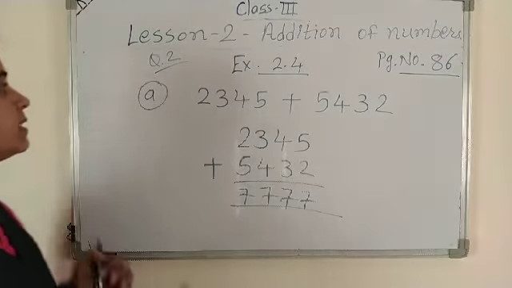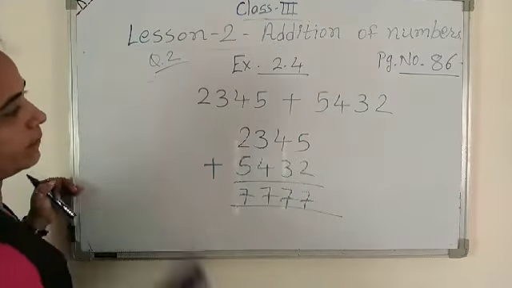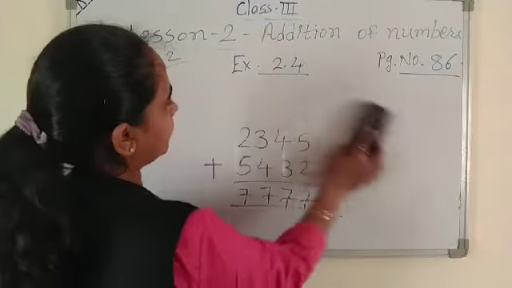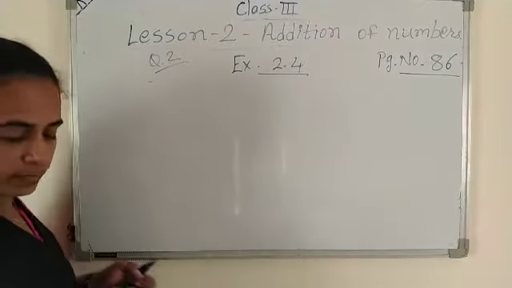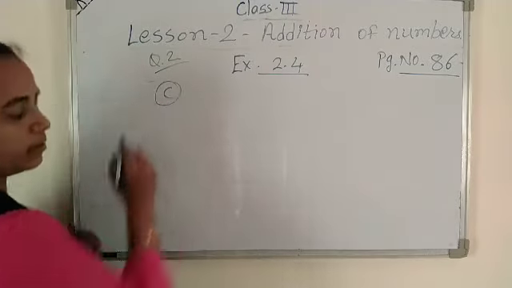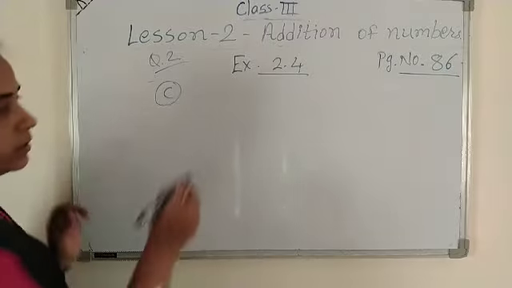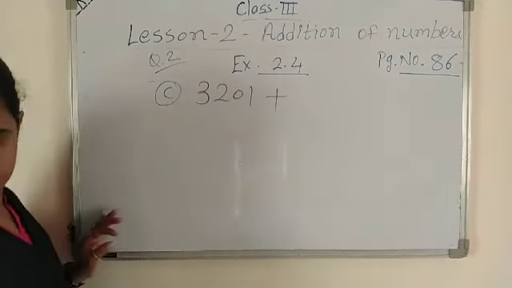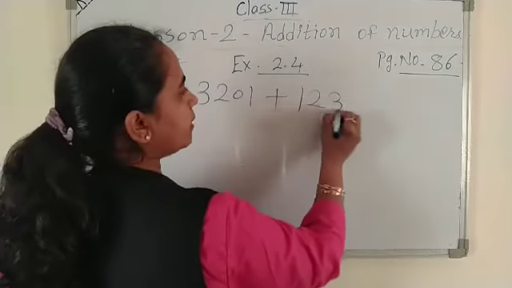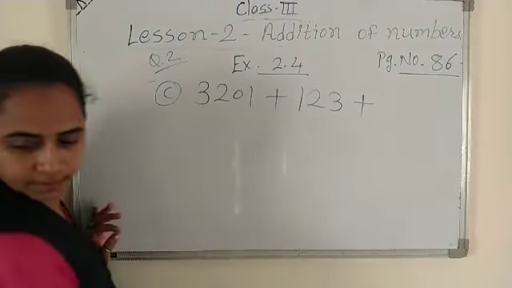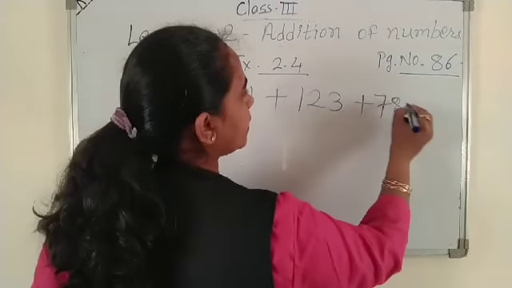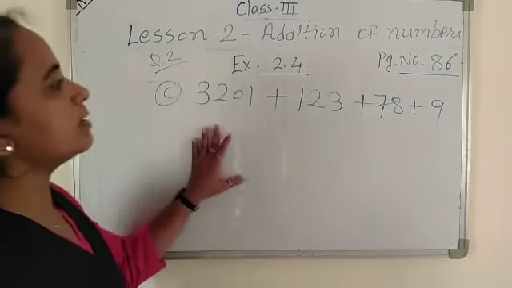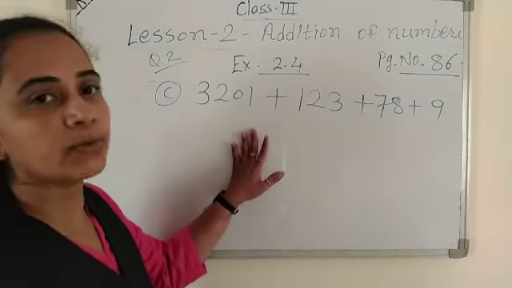I will explain C. Question number 2, C. Okay. Question number 2, C. Look at here. First is 3201 plus 123 plus 78 plus 9. Okay? So, in this, you arrange properly.